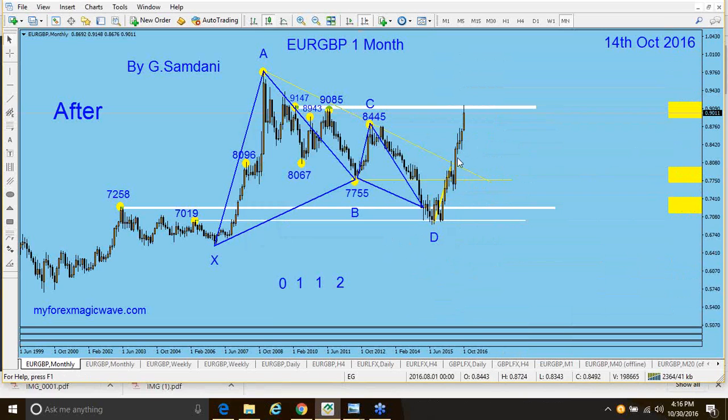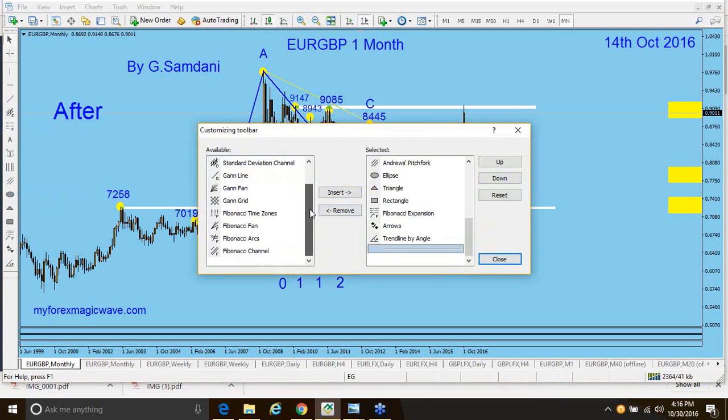This is the one we use for retracement. We have another one called expansion, or Fib extension. Usually it is not shown when you open a new MT4, so for the new people here, I'm going to show it to you. This is the Fibonacci retracement tool. You right click on it and customize, and Fibonacci expansion will be on this side. You select that and insert, and it will come here. If I want to remove it, I press this and it comes back down here.